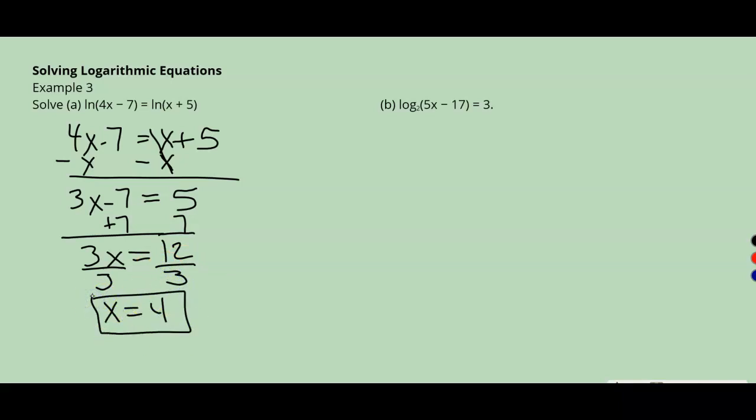All right, it's easy to check. Just plug this in. X is 4, so 4 times 4 is 16. 16 minus 7 is 9. So the natural log of 9, does that equal the natural log of 4 plus 5? 4 plus 5 is 9. So the natural log of 9 equals the natural log of 9. Quickly, you can check that and make sure it's correct.